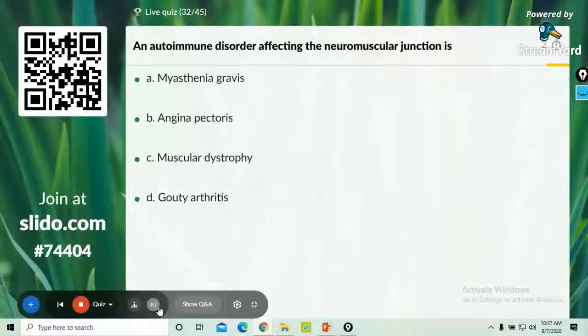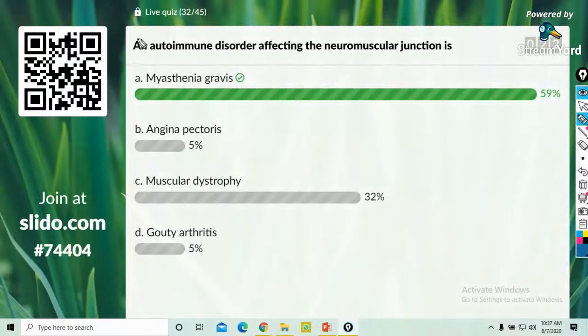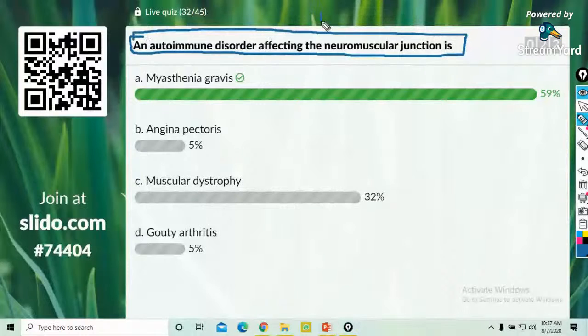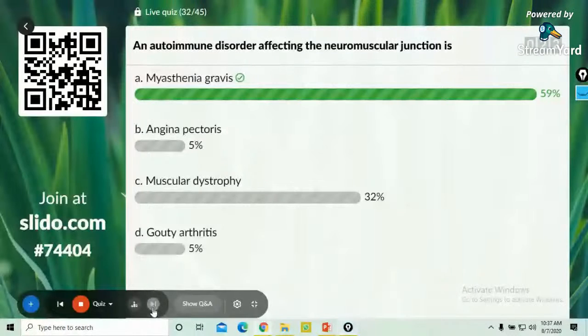Autoimmune disorder affecting the neuromuscular junction. Question from locomotion and movement. 59% with myasthenia gravis. It is an autoimmune disorder affecting the neuromuscular junction. Look at this statement. This statement is directly there in your NCERT. For example, page number 312, you would find the same sentence, under disorders of muscular and skeletal system. Not even reading the NCERT textbooks. That's the problem.